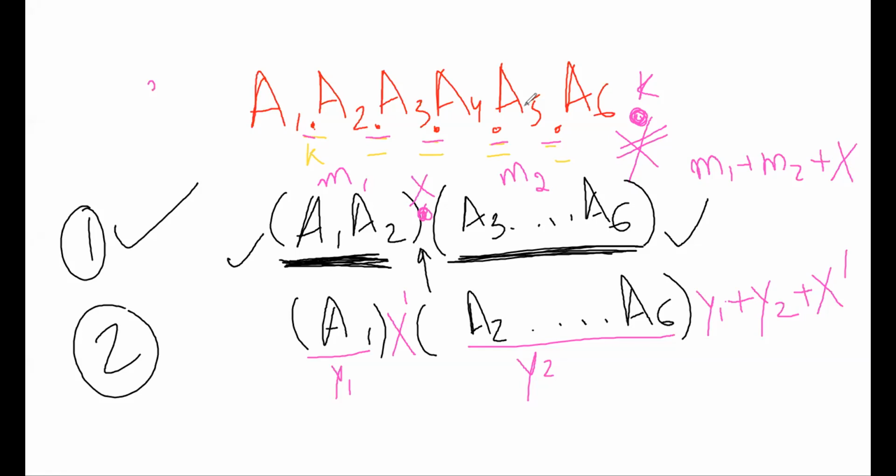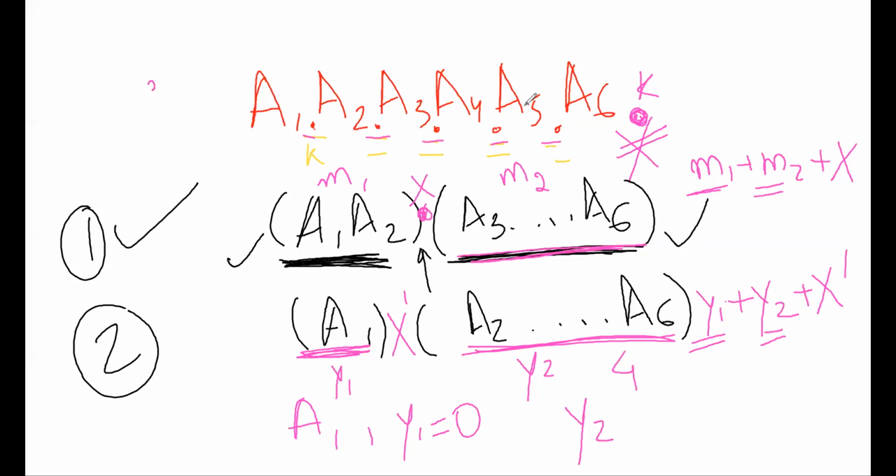Okay, so how will you know Y1 or Y2 or M1 or M2? You will know them only when you know the minimum number of multiplications for this chain. And now this is again a long chain. This one is small, A1. A1 is just a single matrix, so the number of multiplications, or you can say Y1, is 0 because you're not multiplying anything. But Y2 is a long chain. A2 to 6 can be split in many ways. So how do you know? Between 2 to 6, you can multiply in 4 ways, so you need to know which of the 4 ways gives you the minimum number of multiplications.